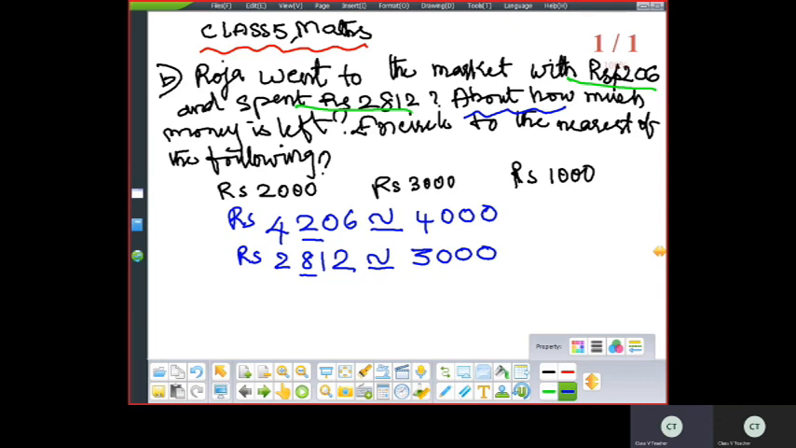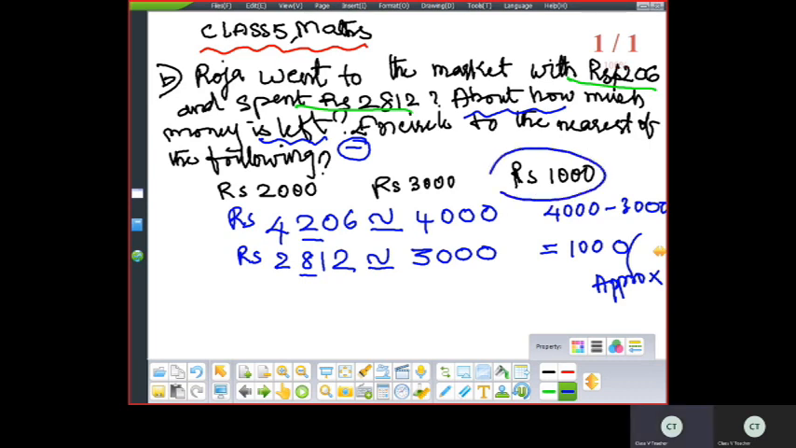Then the next part of the question: how much money is left? Left keyword. What will you do here? Subtraction. So do the subtraction part: 4,000 minus 3,000. You can do it orally. 4,000 minus 3,000 is how much, children? 1,000. So 1,000 is the approximate value. Our answer is 1,000. Circle that. Got it, children?